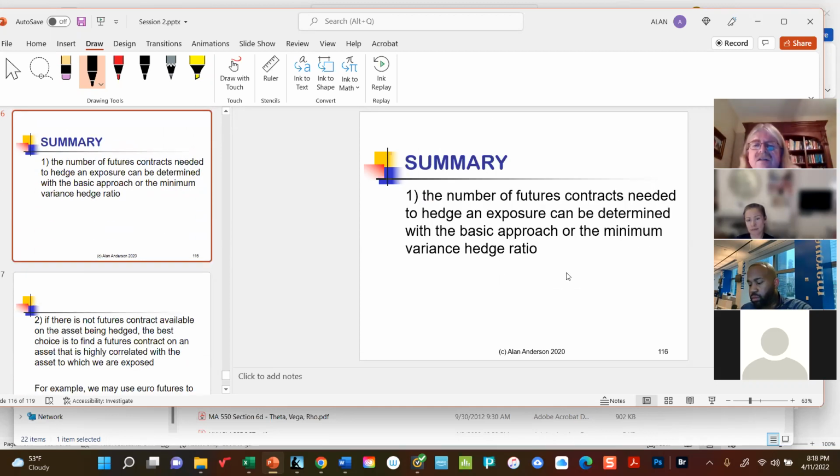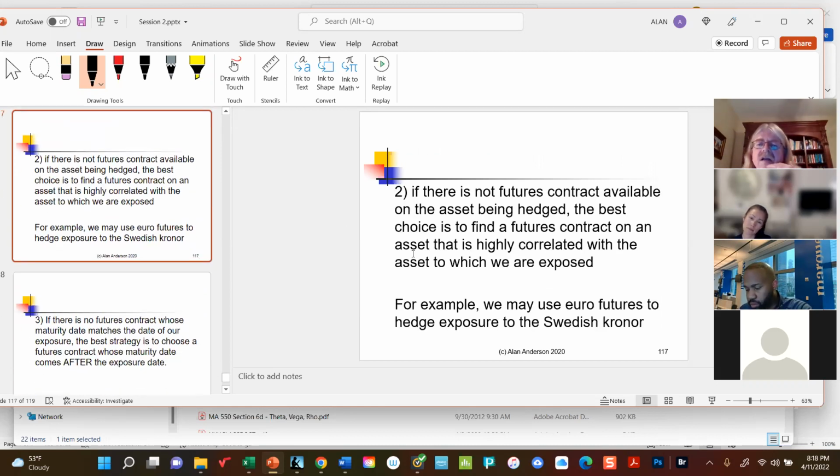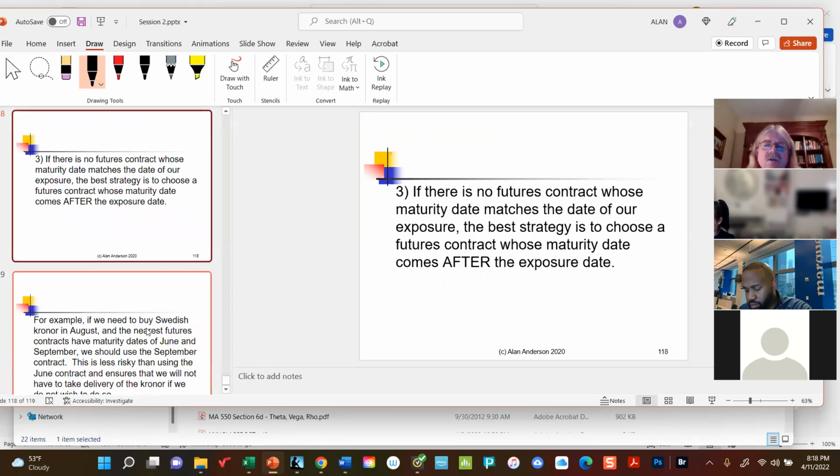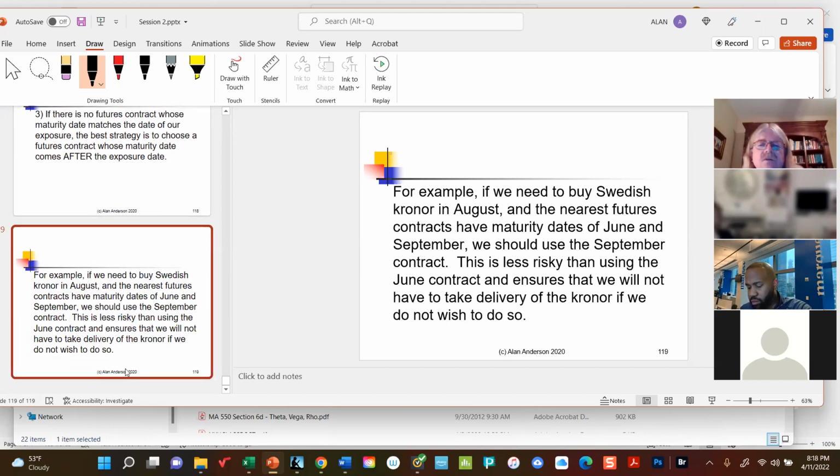So the number of contracts is determined by the basic approach or the minimum variance ratio. If I do not have the right contract available to me, I can find or engage in a cross hedge. Like I did here, I'm hedging my Swedish kroner exposure with euro futures. If there's no date available that works for me, I choose the one that's just past the date on which I will take possession of my kroners. For example, if I want to buy my kroners in August, the contracts that are available have maturity dates of June and September. I would pick the September contract.